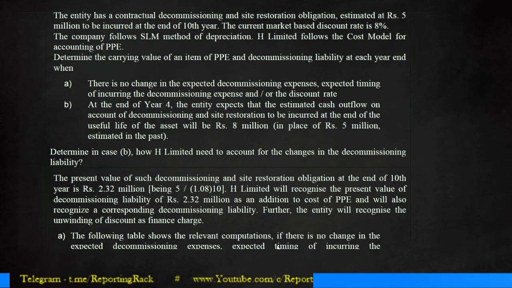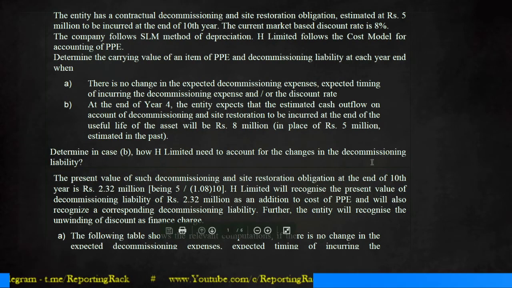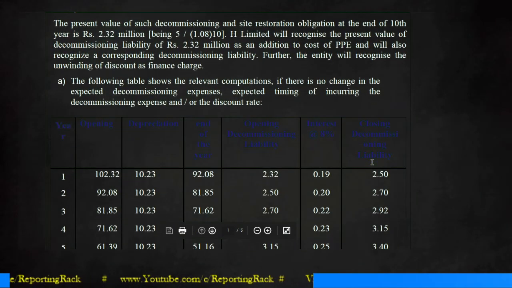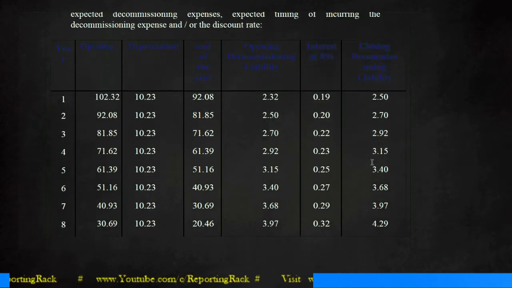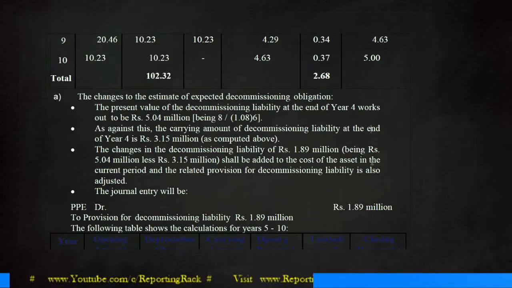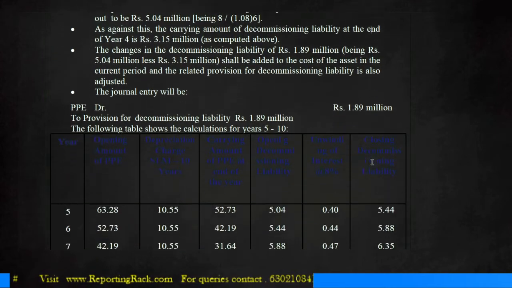Look at the solution. I'm giving you the solution here. 2.32 is his cost. 10.23 is the depreciation. He has calculated it for all the 10 years. We have done it only up to 4 years, but it is the same calculation ultimately. At the end of the 5th year, he got a cost of 5.04. With approximation, we got 3.12. He's getting 3.15. The change is 1.92 according to us. For him, it was only 1.89.